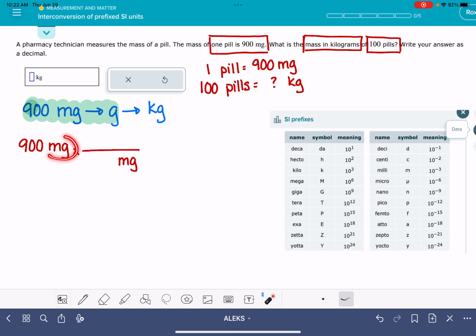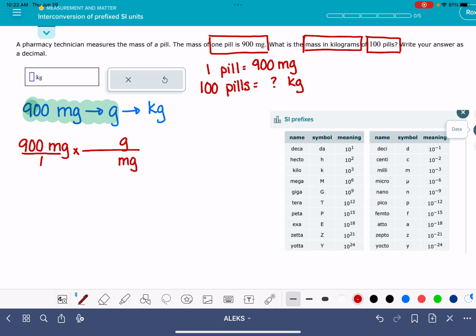So if my milligram unit is starting up on top, we can kind of visualize this as being part of a fraction. My milligram unit is starting out up top, which means in my conversion factor, I want that milligram unit to be down on the bottom. And my desired unit, which is grams, because we're not thinking about this part yet, is going to go up on top. And we'll be able to see why I set it up this way in just a second.